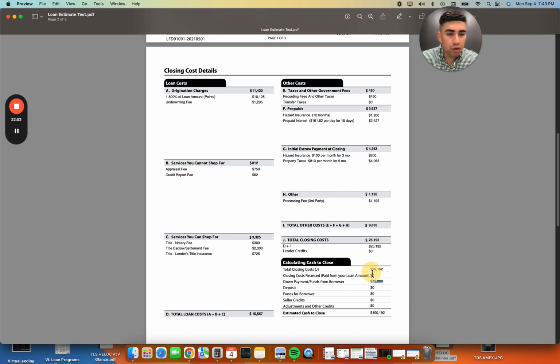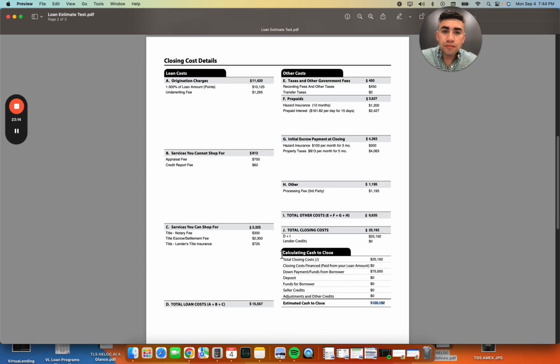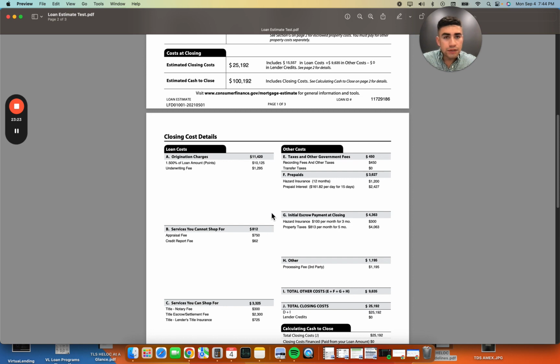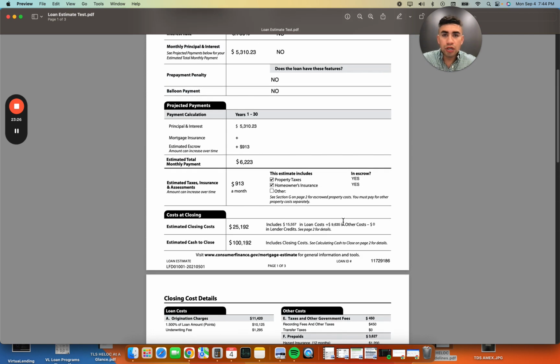So we have our closing costs, $25,192, plus our down payment of $75,000, brings us to a total cash to close of $100,192. Okay, that is your total cash to close. Closing costs plus your down payment. That's what you need to close this deal and get your keys. Okay, so this is really the meat and potatoes. Like I said, this is what you want to really pay attention to on the loan estimate. Page 2, if you're concerned about the fees, that's where you want to look.